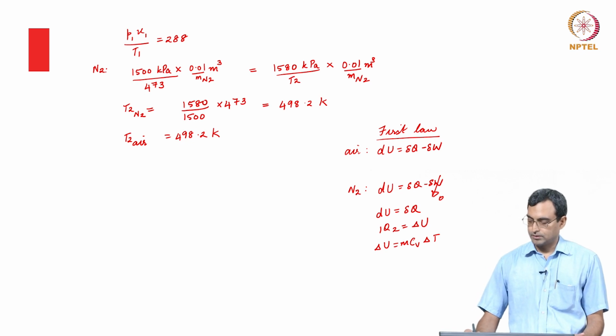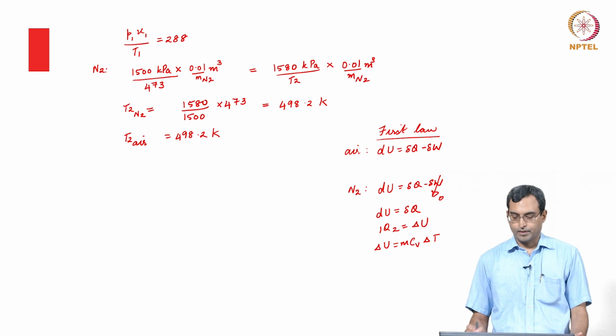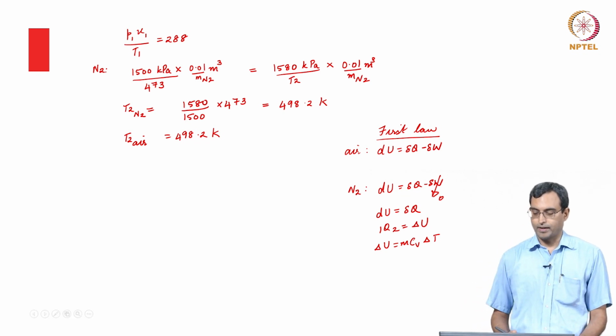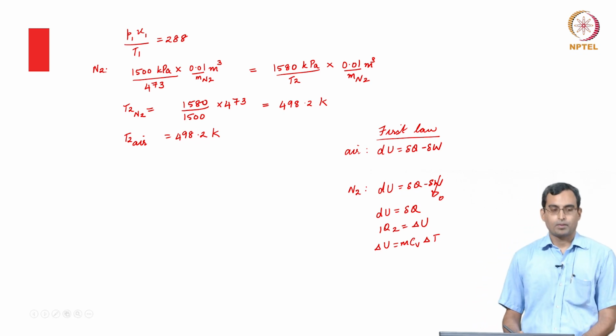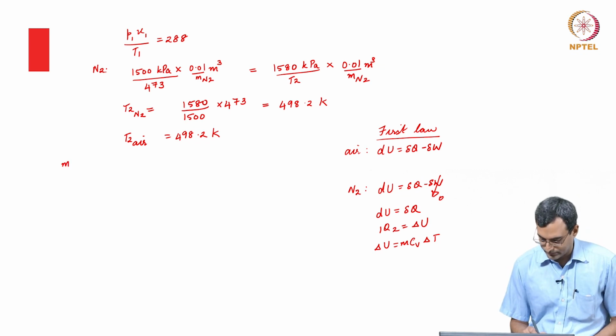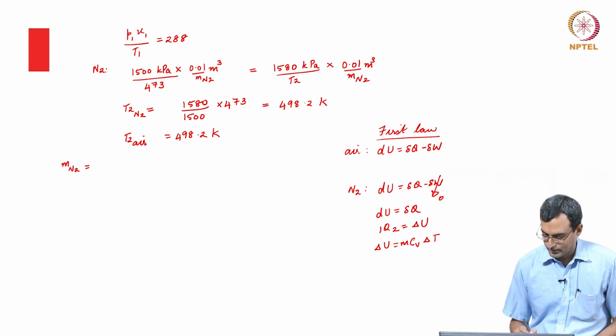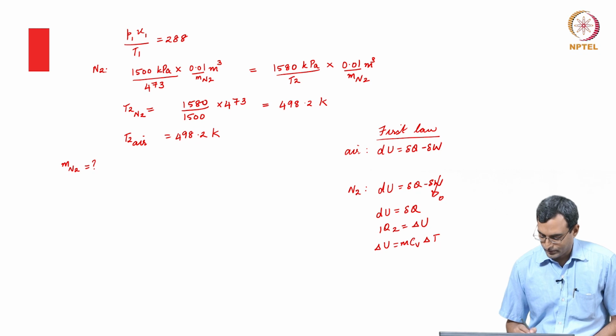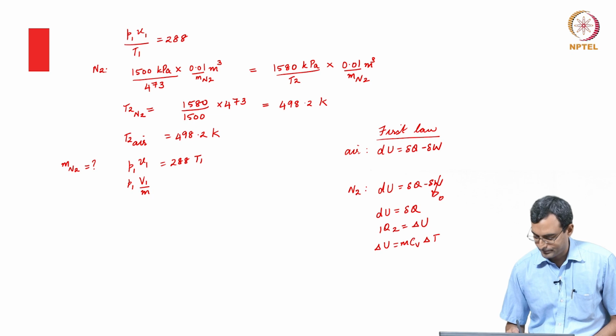Delta U is m into Cv into delta T. I need to find out the mass of nitrogen. The Cv of nitrogen is given. Delta T I know because I have just found out the final temperature, initial temperature was given. So, what I will do is I will find out the mass of nitrogen. I know that P1 V1 is equal to 288 T1. So, small v is capital V by m. I want to find out m.